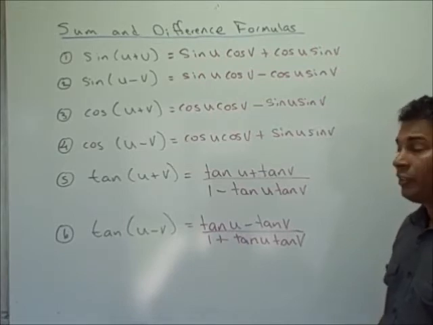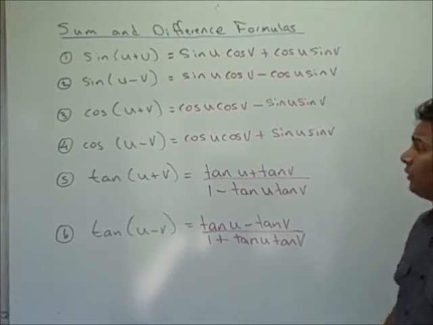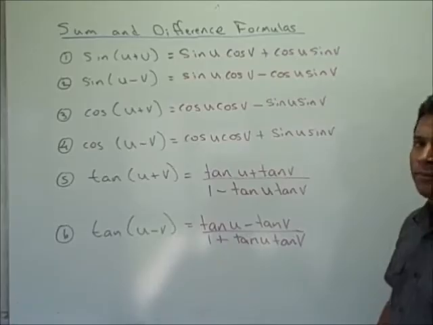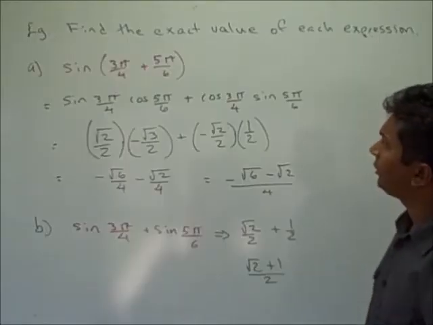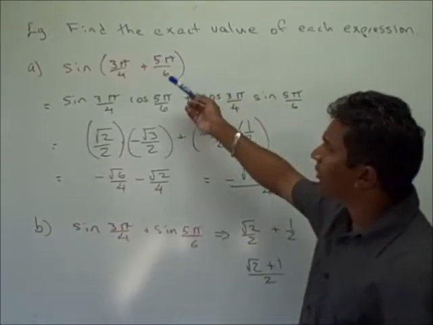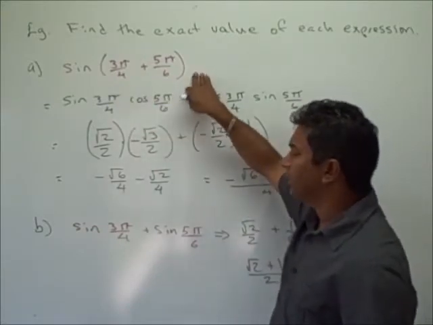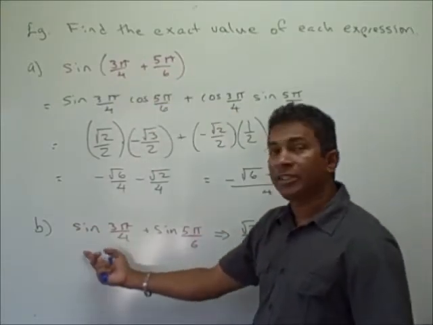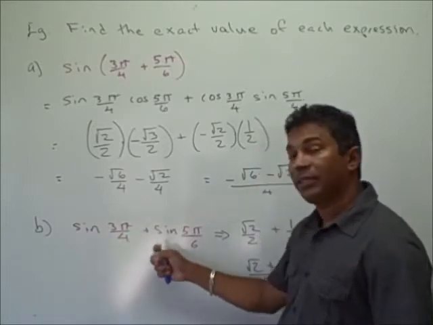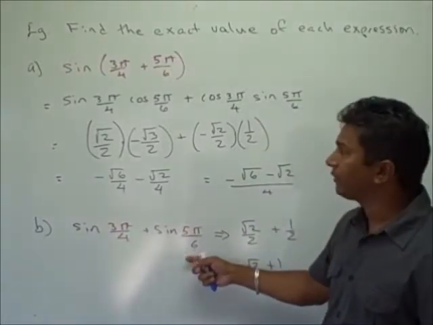Now let's look at a few examples using all these new identities. Here we're being asked to find the exact value of this expression, the sine of 3 pi over 4 plus 5 pi over 6. And we're also asked to find the sine of 3 pi over 4 plus the sine of 5 pi over 6.